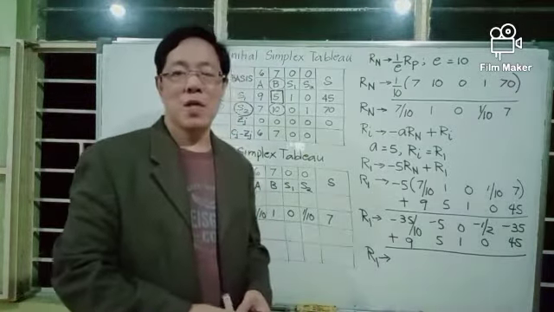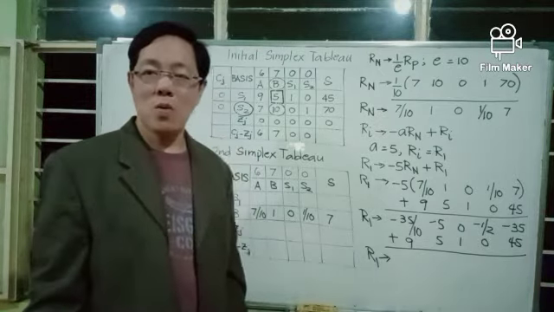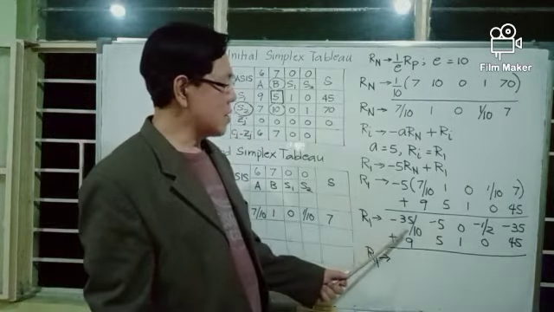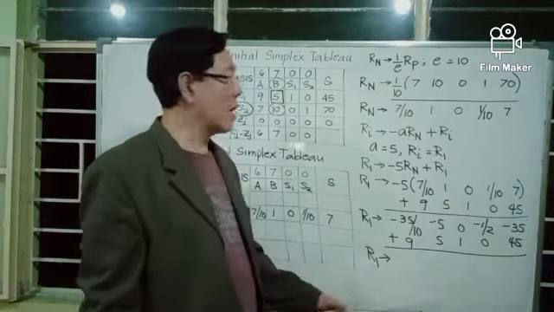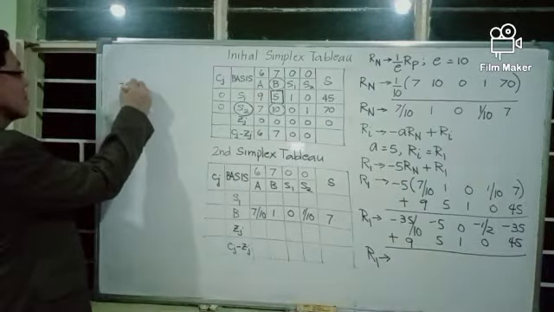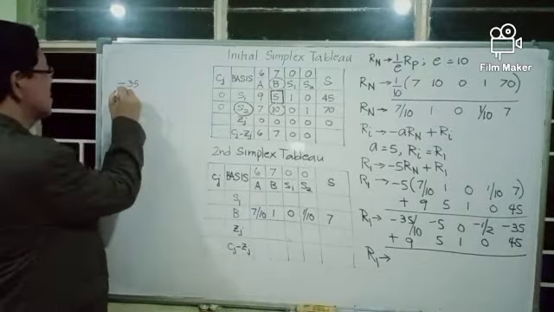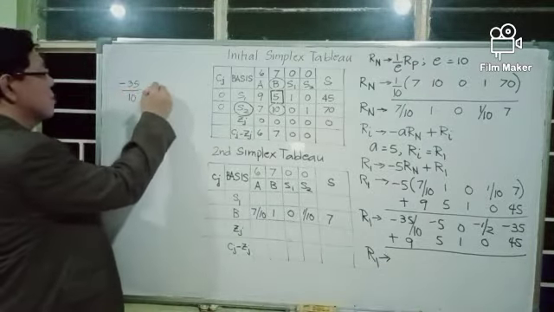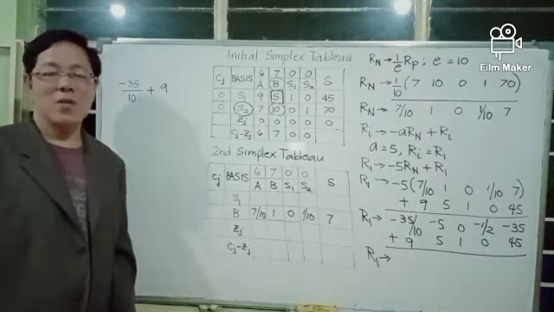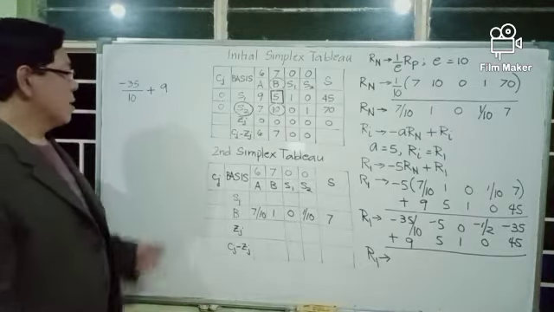Now, you may use your calculator to get the sum. In most scientific calculators, you can add fractions. Negative 35 over 10 plus 9. But if you do not have a calculator, you can add this mentally.